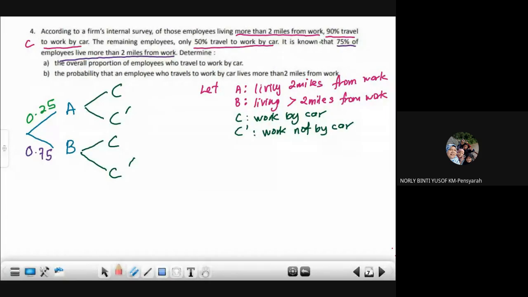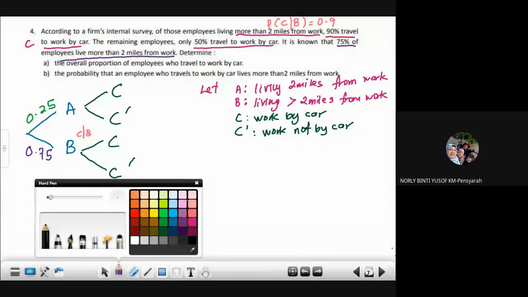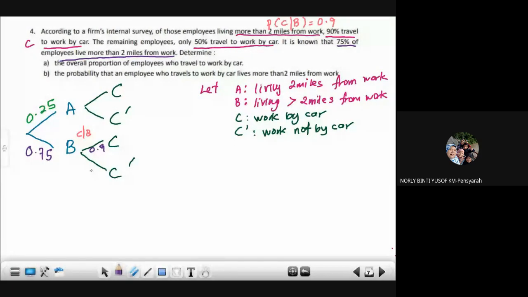Okay, and then dia bagi dalam dia more than 2 miles from work, maksudnya given probability dia adalah more than 2 miles from work kan. Dia bagi 90% work by car. So dekat sini sebenarnya dia bagi probability of, given probability is B, that means living more than 2 miles from work, tapi dia work by car. So ini adalah 0.9. So you boleh letak kat sini 0.9. Ini adalah C given B. So 0.9. So sama, 1 tolak 0.9, 0.1.